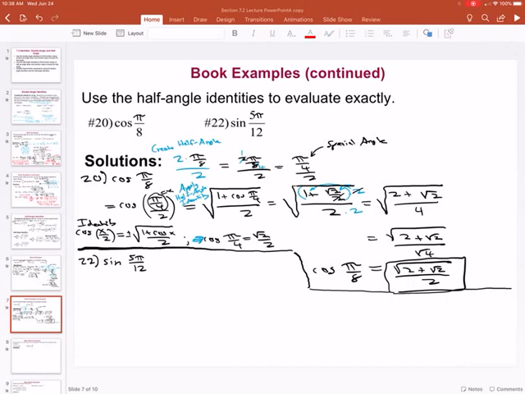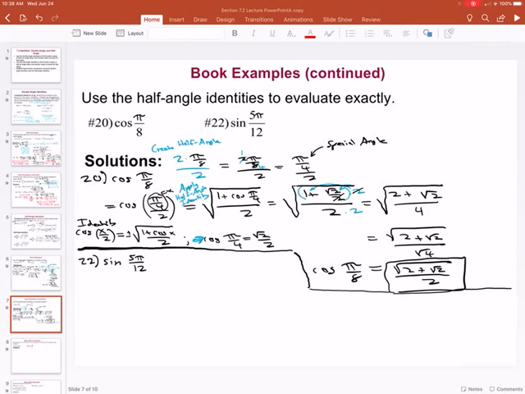Different quadrant maybe. But right now, 5 pi over 12 is actually a quadrant 1 angle. If you multiply that by 180 over pi and convert it to degrees, you're going to get 75 degrees. So this is a quad 1 angle, so keep in mind its function value will be positive.